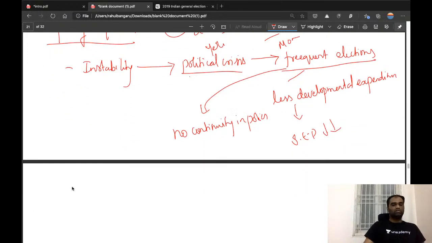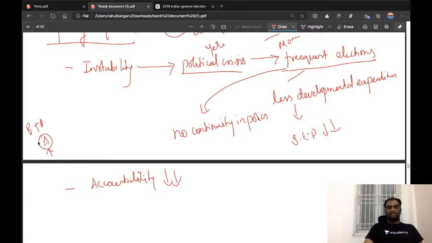The next one is that accountability will also reduce. Why is accountability reducing? See here, I am a person A. I am contesting these elections on the manifesto given by BJP. I am getting elected by the people of my constituency based on the fact that I am a member of the BJP political party. So if I get elected as an MP, I will implement whatever is promised in the BJP manifesto.